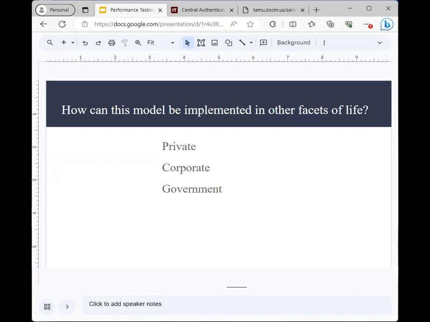So when we're thinking about the different facets or different areas that performance evaluations can be implemented or used in, it's kind of limitless, so to say. It can be used in the private, corporate, or government sectors of life. But taking a step back and looking at my future career, I think about extension service, right?